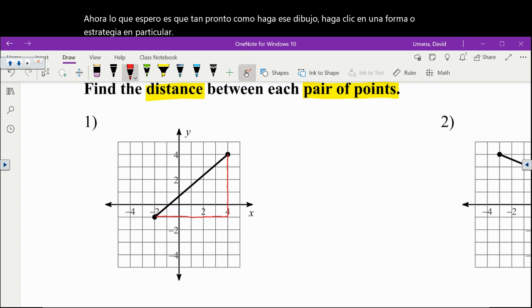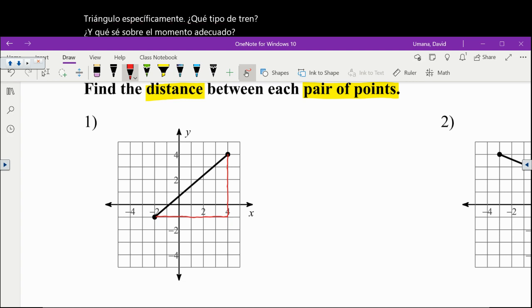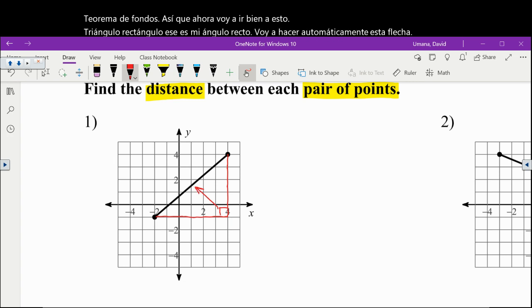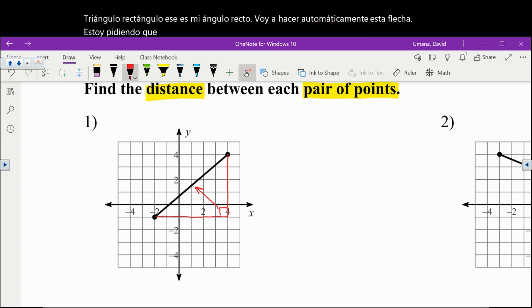Ideas? Triangle specifically, what kind of triangle? And what do I know about a right triangle? 90 degrees. And what theorem am I allowed to use with this right triangle? Pythagorean theorem. So now I'm going to write this right triangle. That's my right angle. I'm going to automatically do this arrow. I'm asking that the arrow get put in there. And if I put that arrow there, this is now called what?